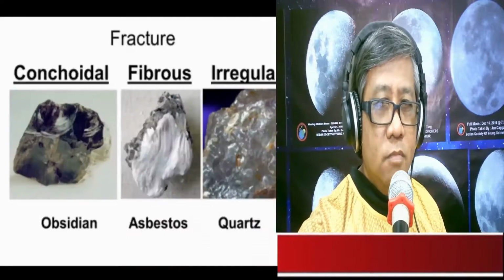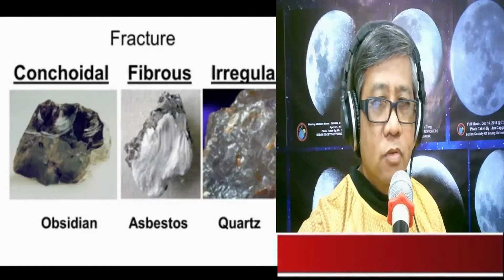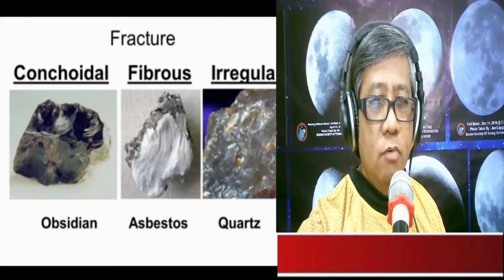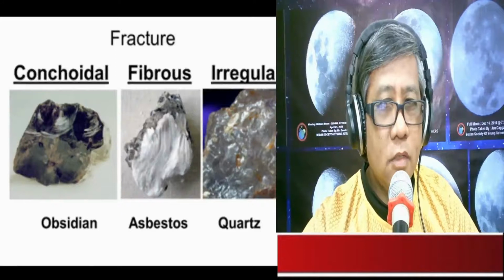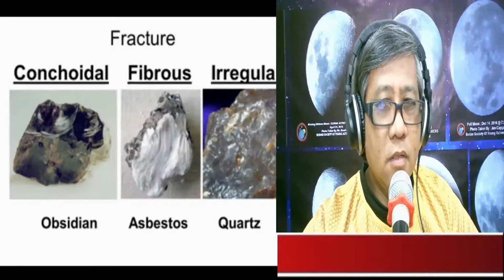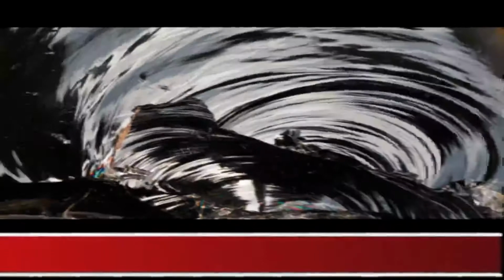So everybody look at obsidian. Obsidian exhibits a conchoidal fracture. Look at the smooth curve like that of a bowl in obsidian. Then look at asbestos. Asbestos shows fibers or splinters. So you call it a fibrous fracture. And look at quartz. Quartz exhibits what we call an irregular fracture. Now everybody, let's take a close-up look at obsidian and asbestos. So look at obsidian. So look at the fracture.